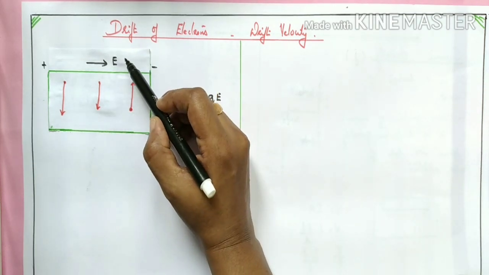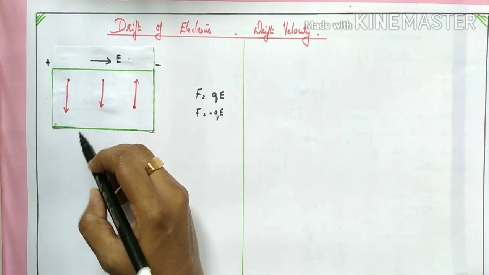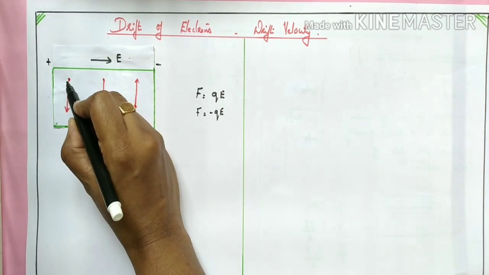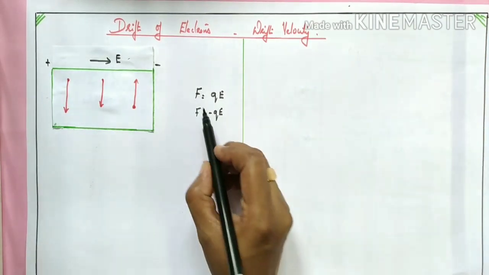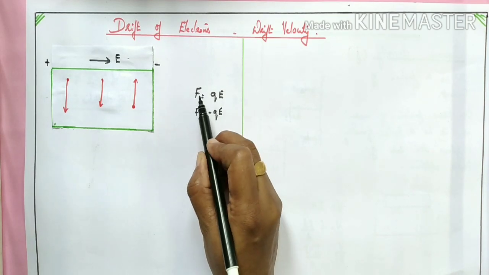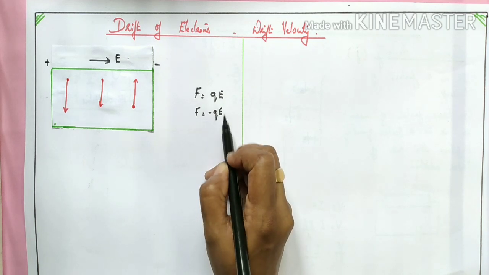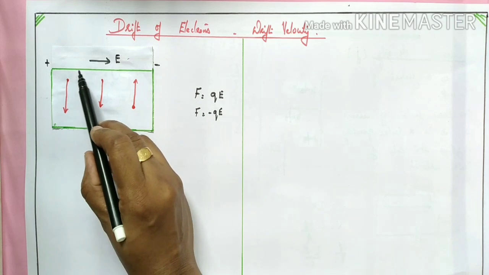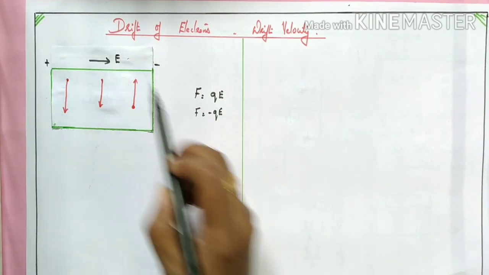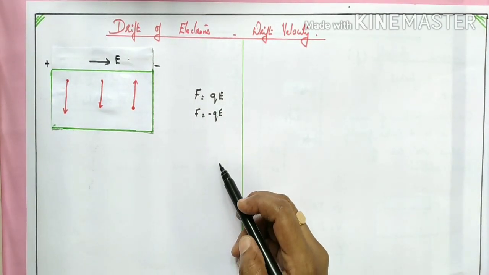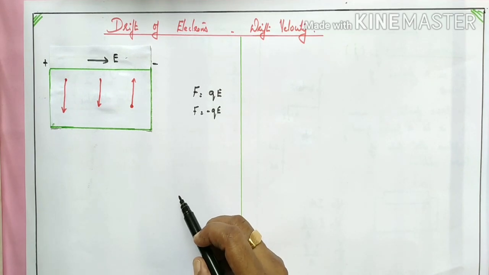But when an external electric field is applied, what happens? These electrons get slightly shifted due to this electric field. We know that when a charge is placed in an external electric field, it experiences a force. Since it is an electron, it experiences a force opposite to the direction of the electric field. Here, towards the right is the direction of the electric field. Therefore, it experiences a force in the opposite direction.